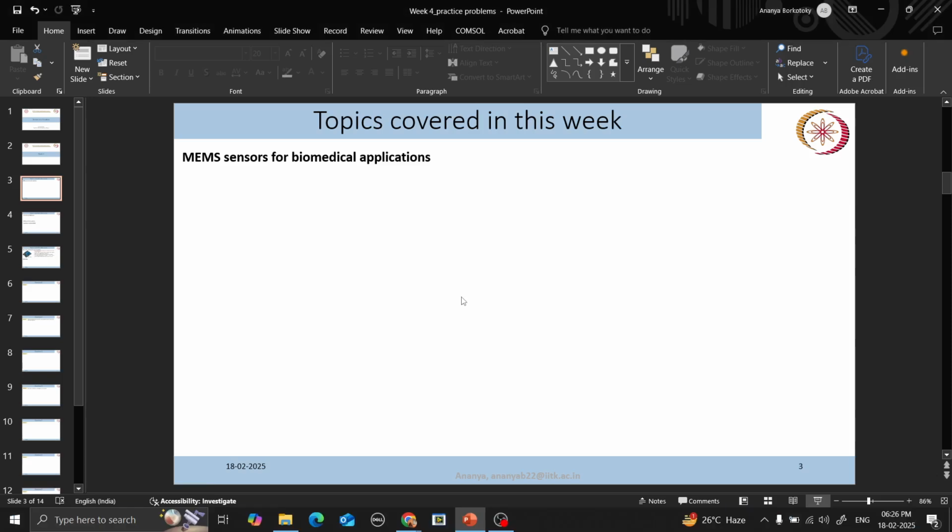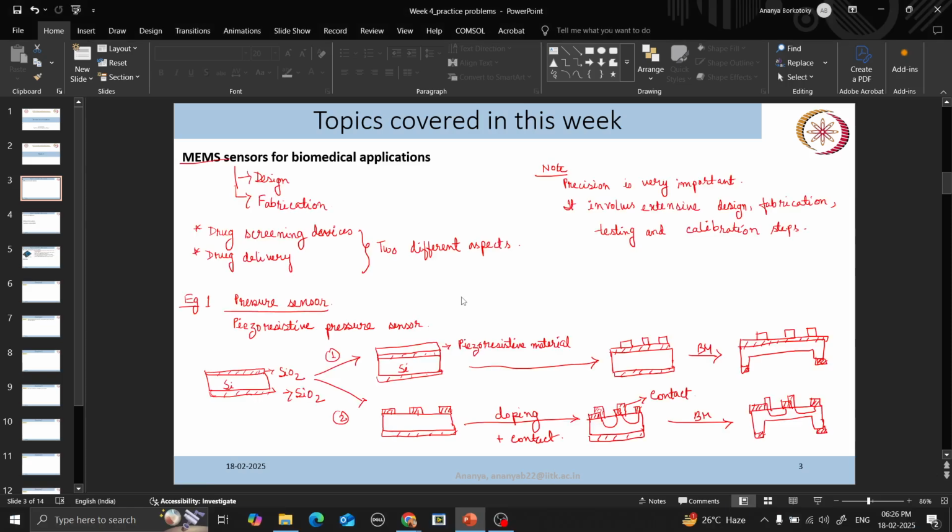So we need this kind of suspended structure to measure pressure, so that when we apply pressure, if this diaphragm bends, that will increase the sensitivity of the sensor. Okay, if it is rigid and stiff, then the sensitivity of a pressure sensor will be low. Okay.